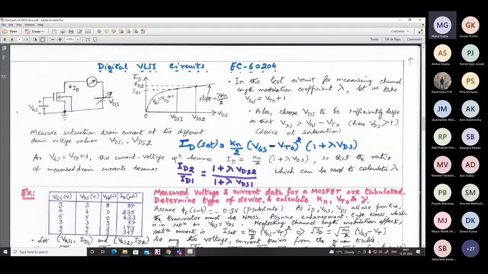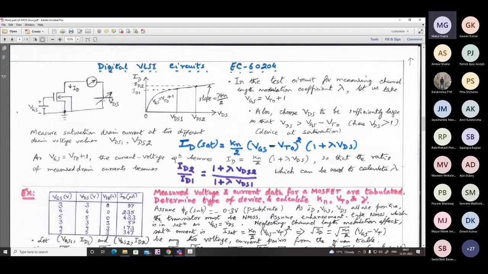Okay, so in this test circuit for measuring the channel length modulation coefficient lambda, suppose you have got an idea of VT0 from the previous experiment. Say VT0 is found out to be 1.4 volt or so. Then you keep VGS to be 2.4 volt. Also choose VDS to be sufficiently large.